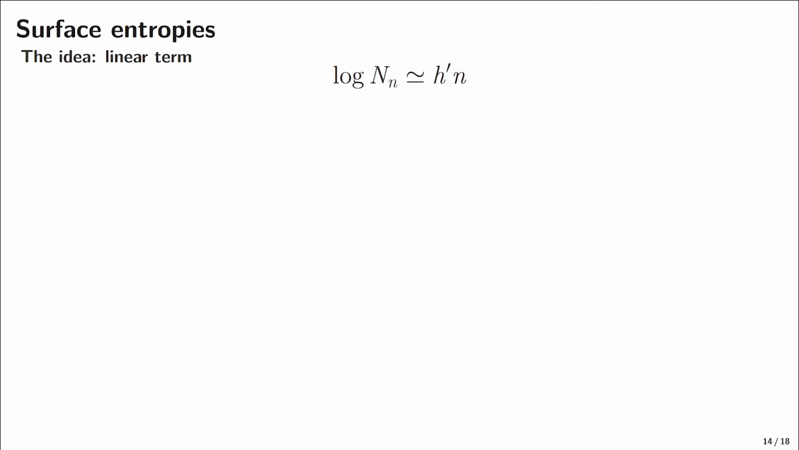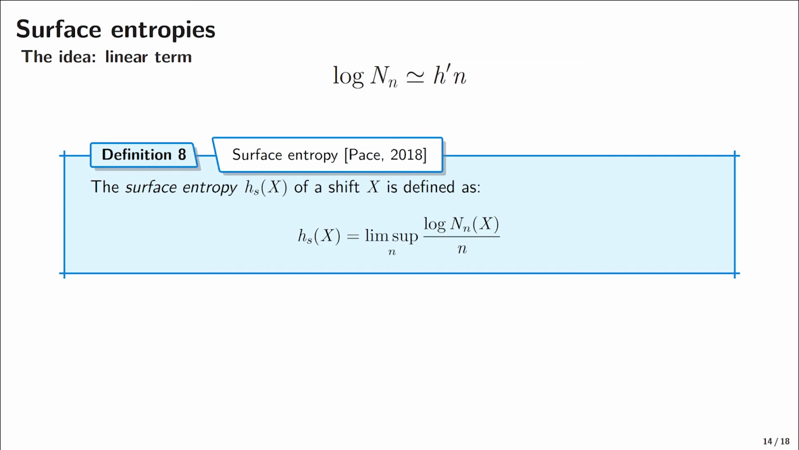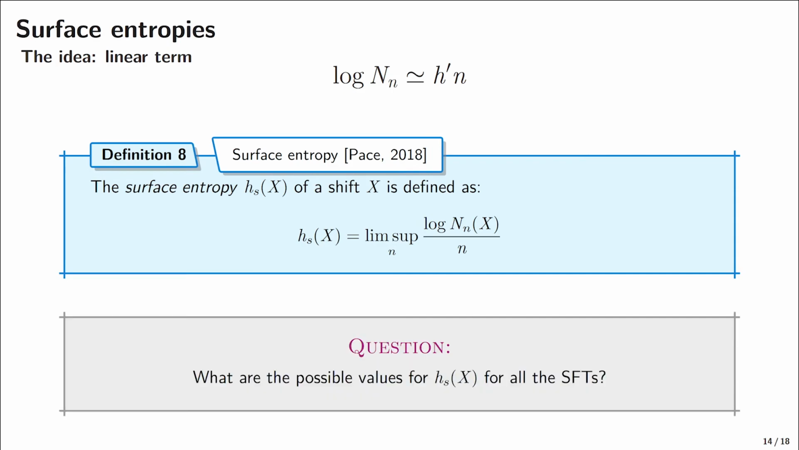This is the idea behind Denis Pace's thesis in 2018, in which he introduced the surface entropy of a subshift, that is, the coefficient in front of the linear term of the complexity function. In our paper, we ask the very same question as Hochman and Meyerovitch asked for topological entropy. Here we ask what are the possible values of surface entropies for subshifts of finite type.